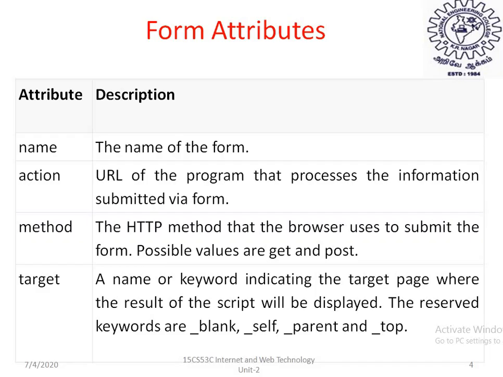I already mentioned name is the name of the form. Action is the URL. So whenever you click the submit button, the action attribute gets called and the information is submitted via the form. Method is either a get method or a post method. It is the HTTP method the browser uses to submit the form. Target specifies in which area your page should get displayed.